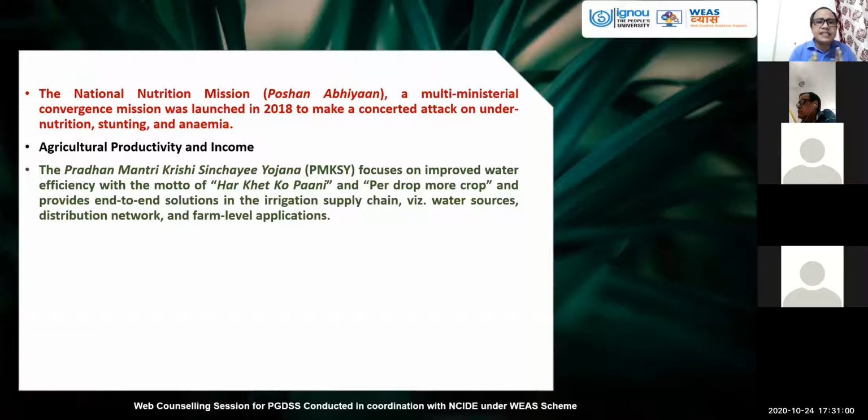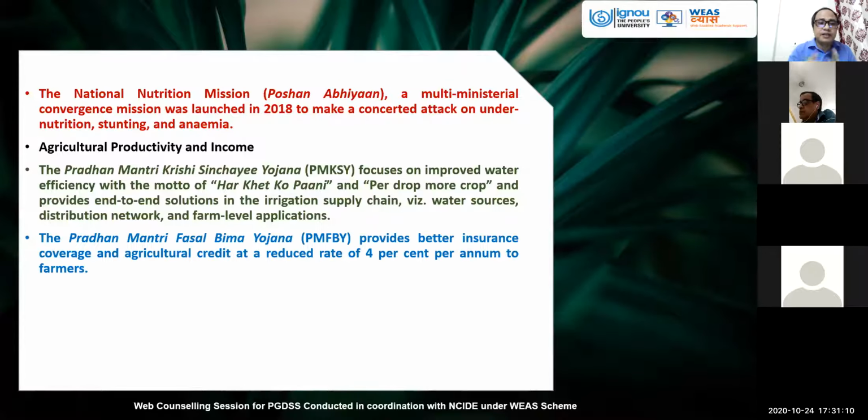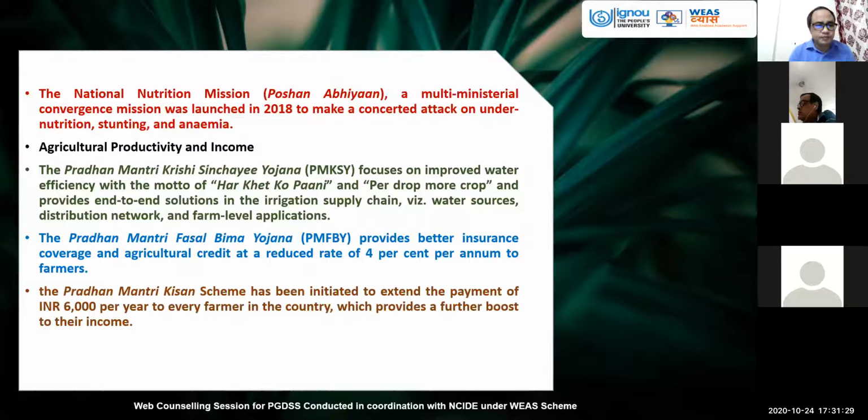Through the Pradhan Mantri Krishi Sinchaya Yojana, Har Khet Ko Pani, means effective use of water resources at the farm level. Then the Pradhan Mantri Fasal Bima Yojana also provides better insurance coverage. That takes care of the important social issue of suicide among farmers because of debt and others. There is also agricultural credit at a reduced rate of 4% per annum to farmers. And the government is also giving 6,000 per year to every farmer in the country as a subsidy, under the Pradhan Mantri Kisan scheme, to boost their income.